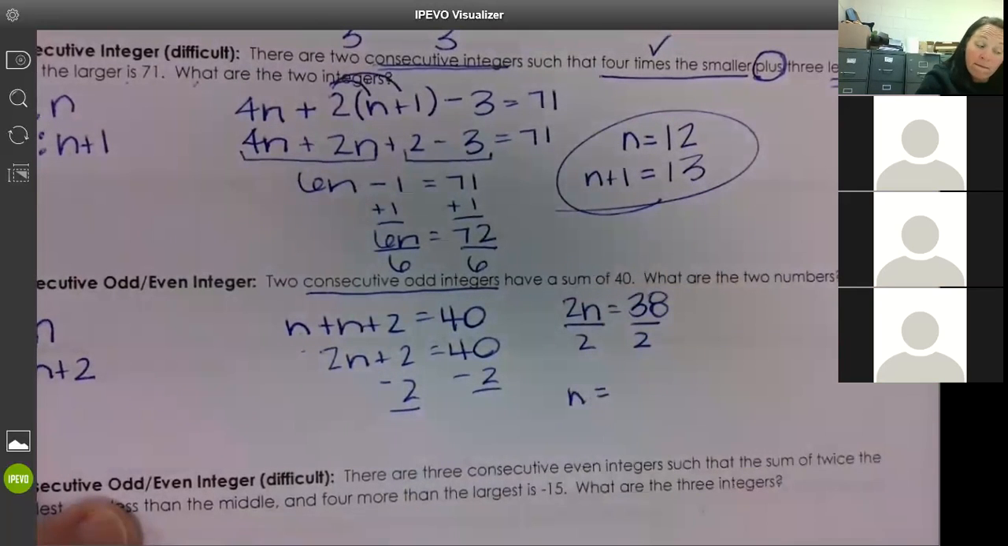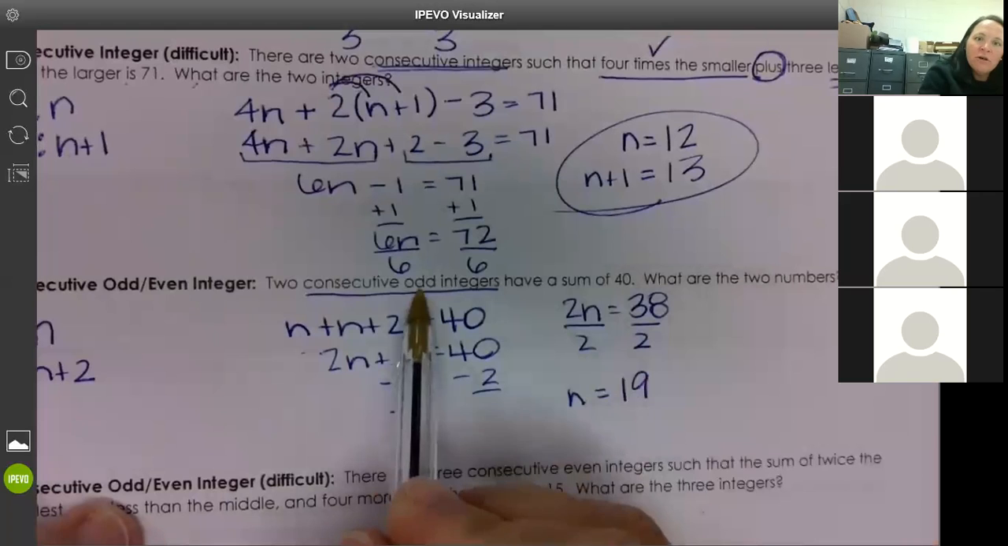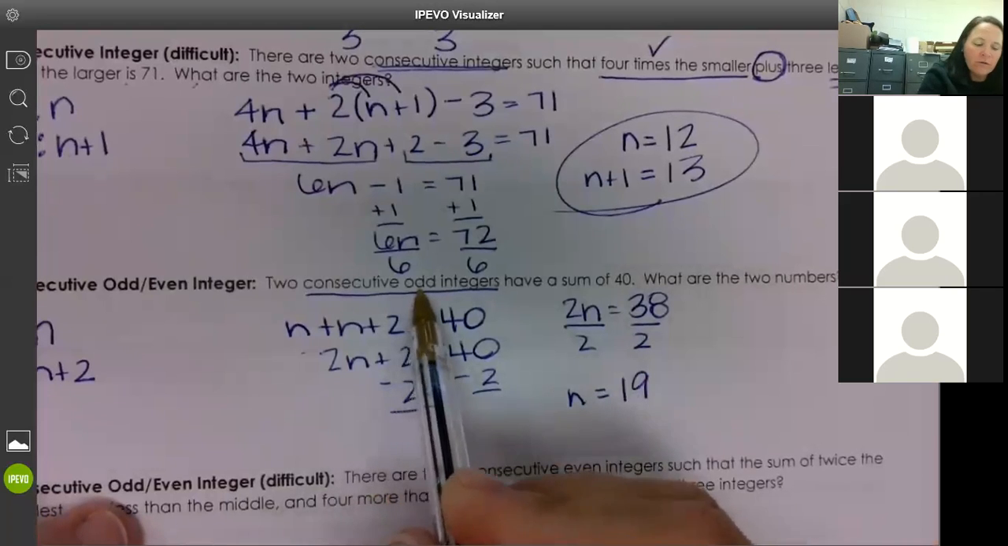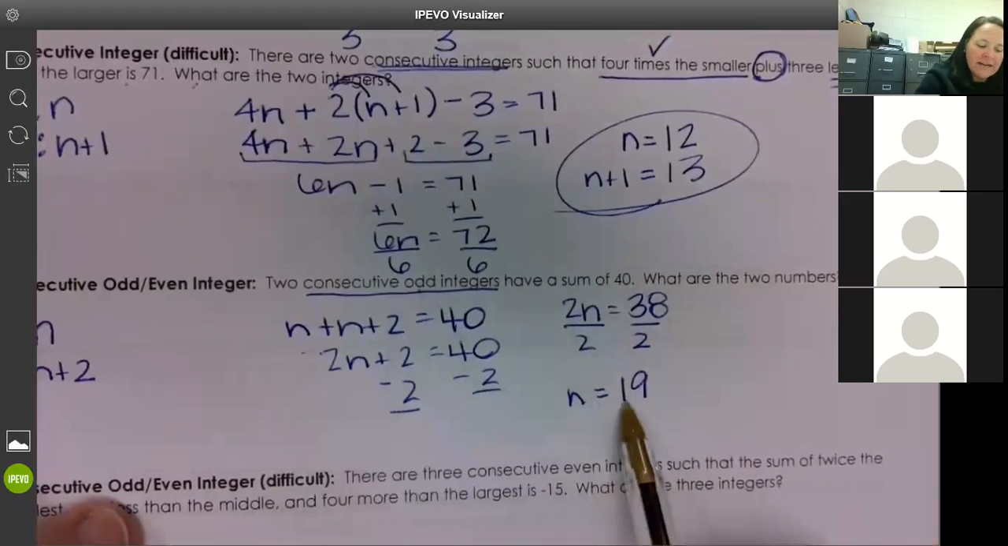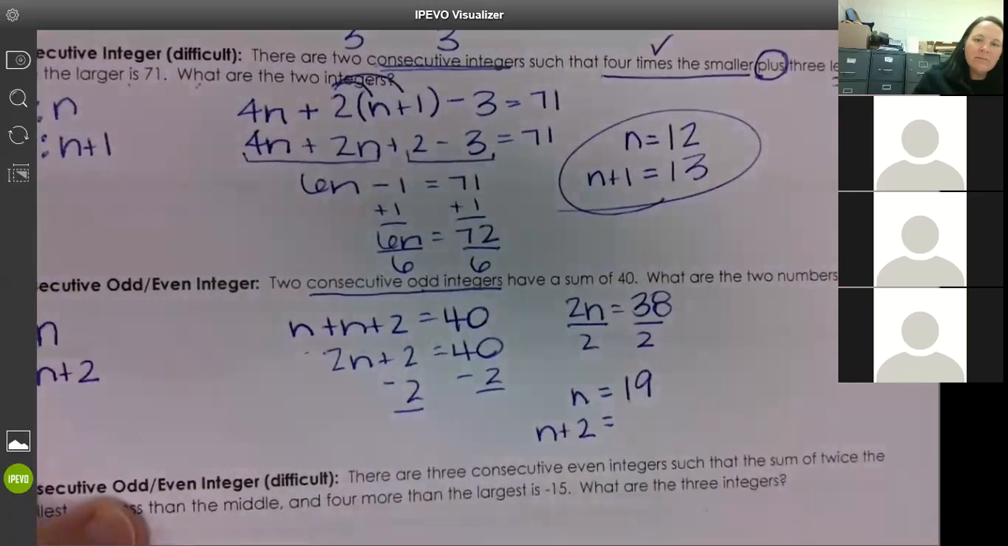14. Not 14, no. It's okay. It's okay. 16. A little bit more. 19. There you go. Remember, it's got to be odd. So you guys were giving me some evens, so we knew we weren't right. And that's a way to check yourself, okay? So n equals 19. What is n plus 2 going to be?